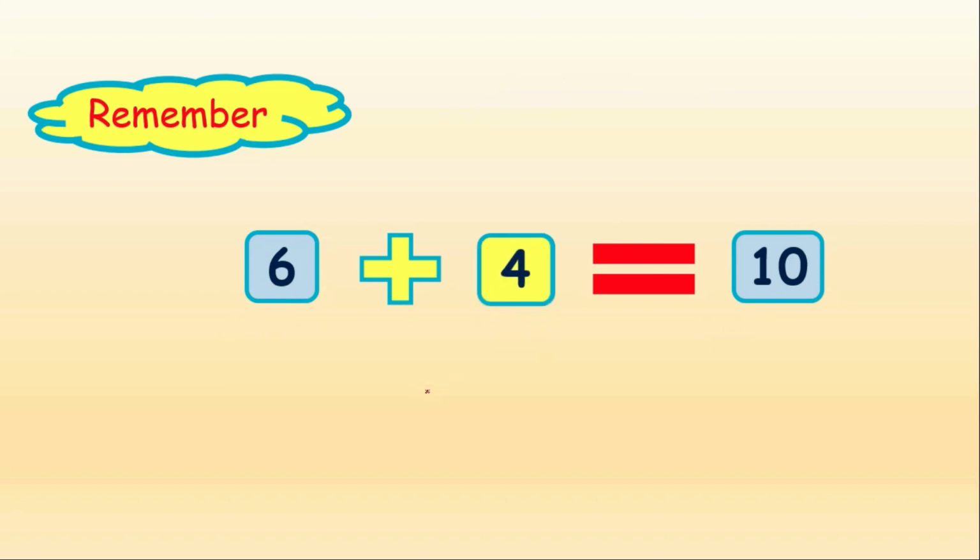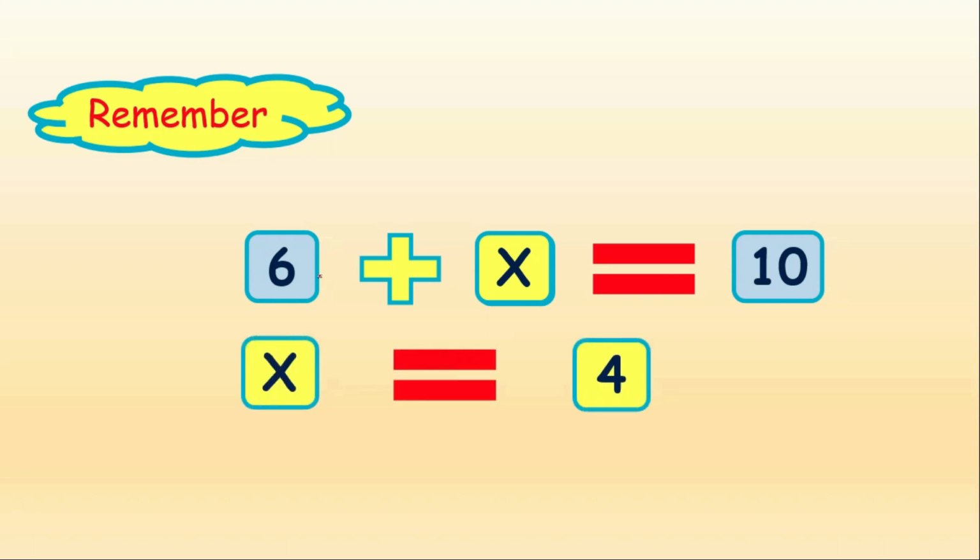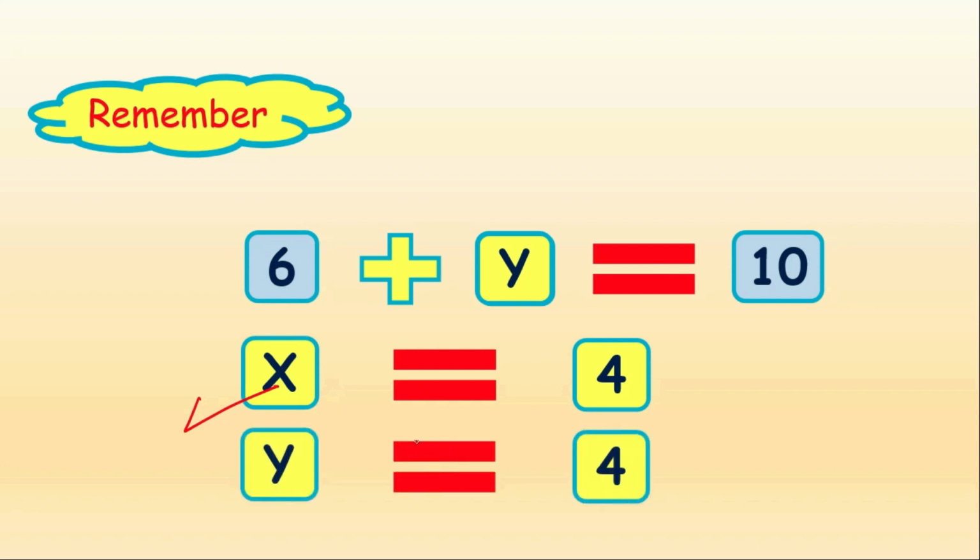But today, if we replace 4 by symbol X or letter X, and I'm asking you about the value of X. Find the value of X. Okay, it's very simple. You tell me X equals 4 because 6 plus 4 equals 10. So X must be equal to 4. Also, if we replace X by Y, and I'm asking you to find the value of Y, you tell me Y must be equal to 4.